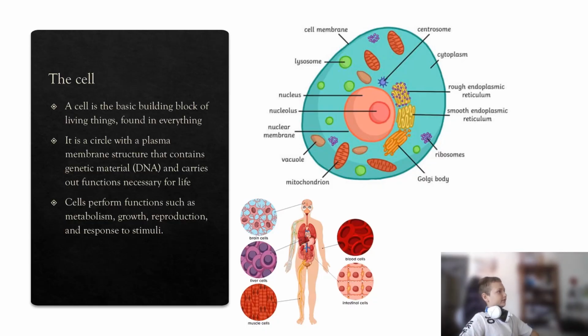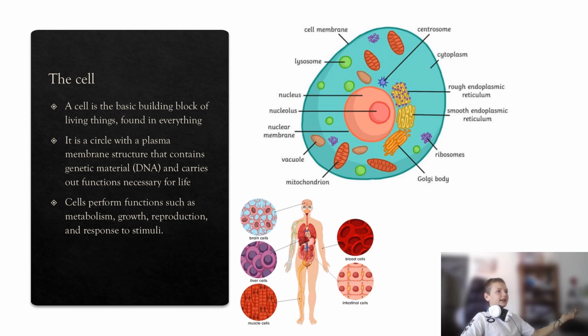Now, onto the cell itself. A cell is the basic building block of living things, and it's found in everything alive. In the bottom left corner, we can see there are 5 different types of cells, though we will be covering basic cells. There are brain cells, liver cells, muscle cells, intestinal cells, and blood cells.